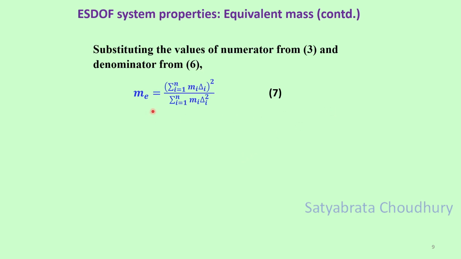So putting this, I get Me equal to this. This is the expression for equivalent mass of the system. So it is summation mi delta I whole square divided by summation mi delta I square.